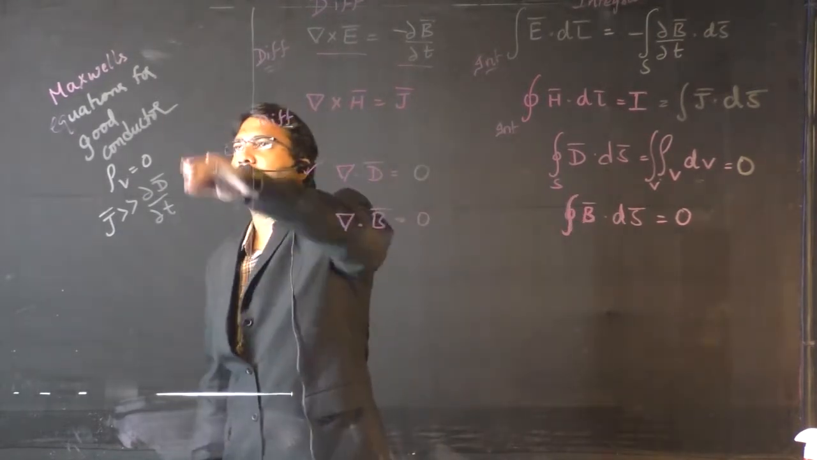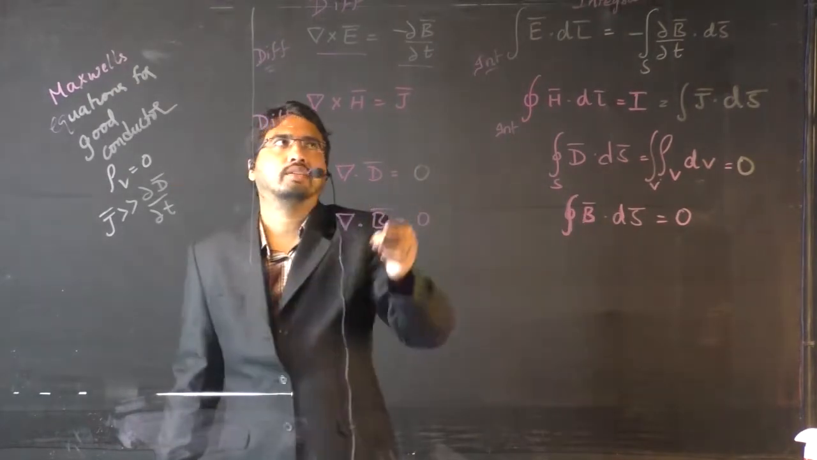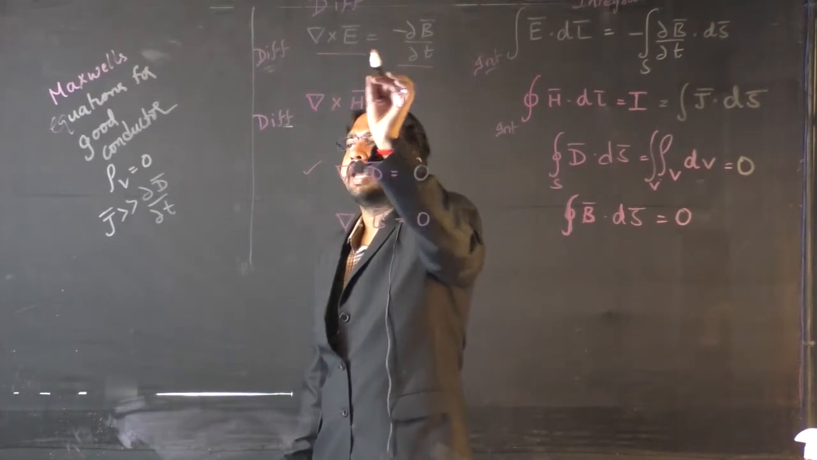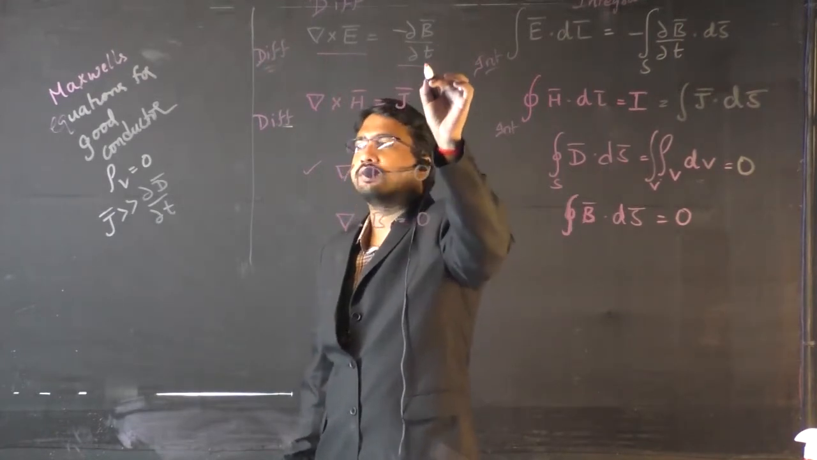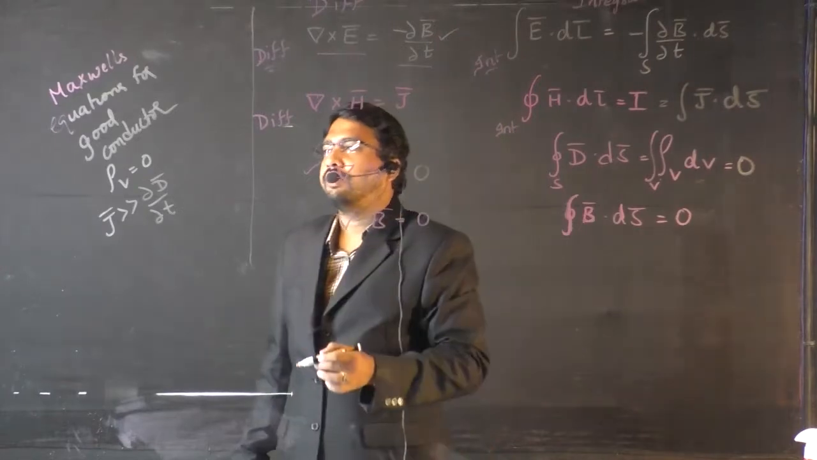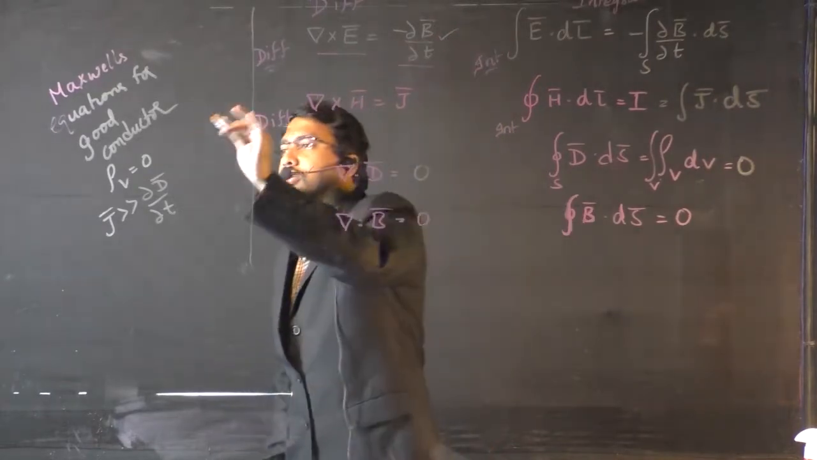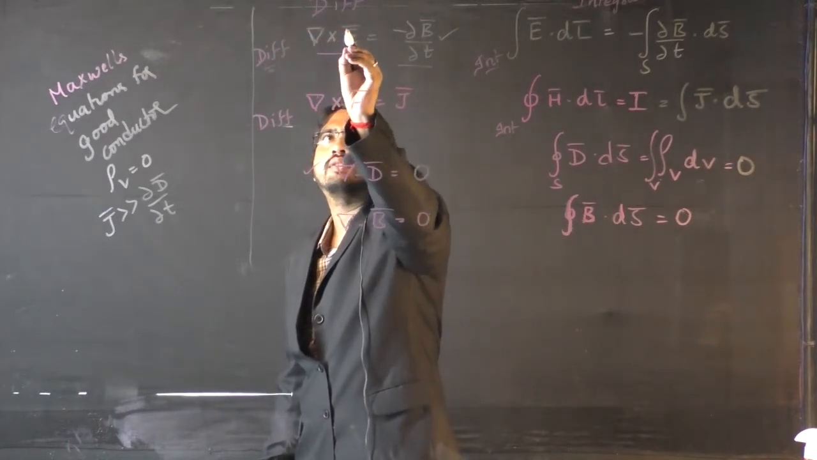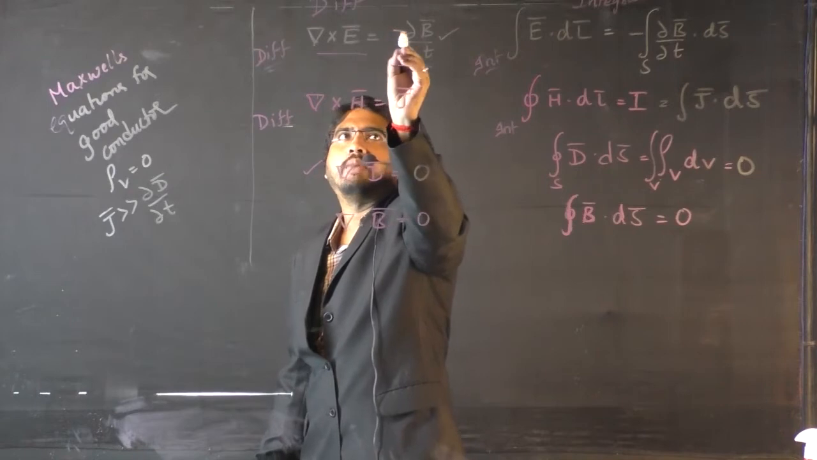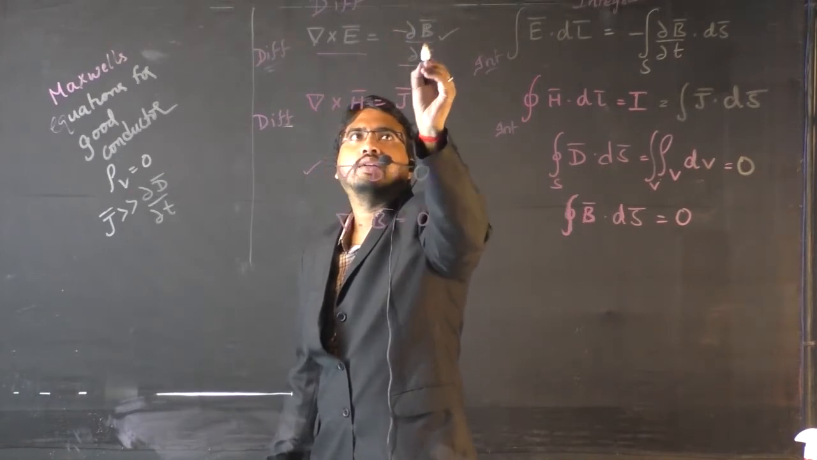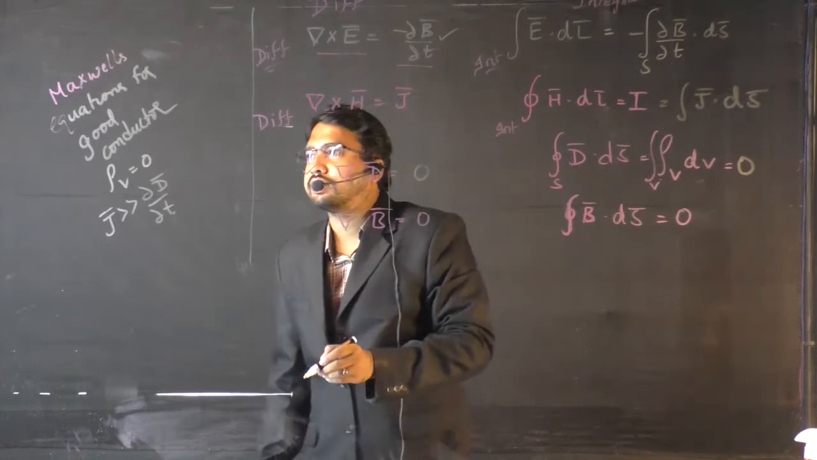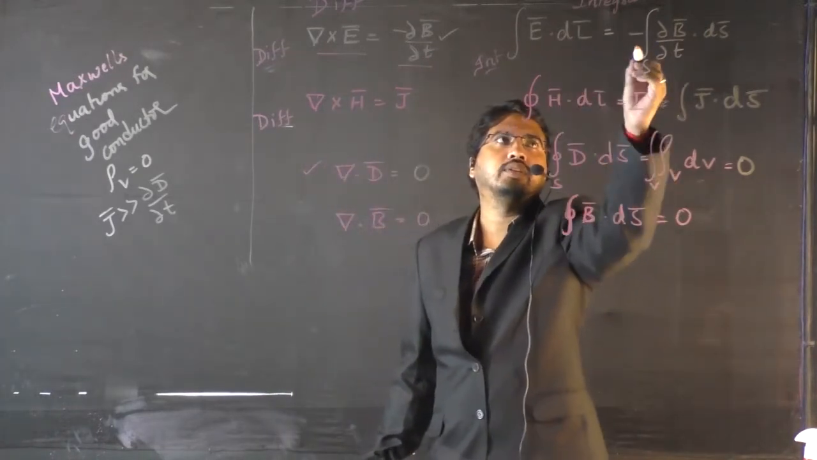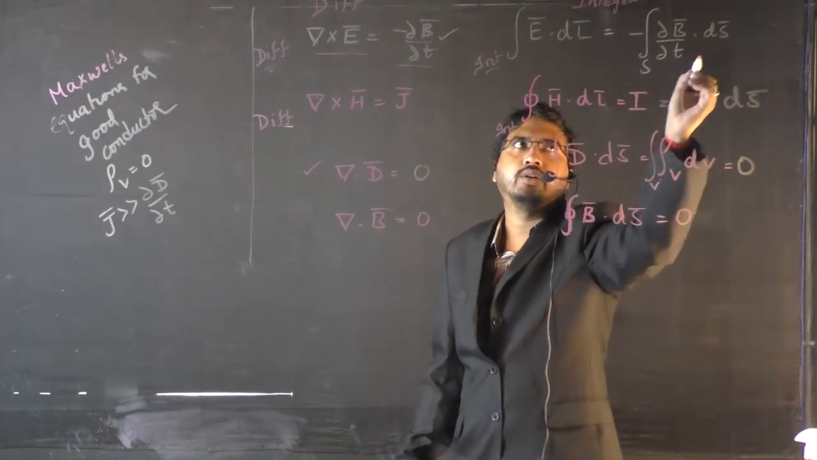Now for a good conductor, how will the Maxwell's equations be modified? Your general Faraday's law will be as it is. Del cross E bar should be equal to minus dou B by dou t. That will always be the same, whether it is free space, a good conductor, or the general form. This equation is always constant, and the integral form is integral E bar dot dl bar is equal to minus dou B bar by dou t dot ds bar.